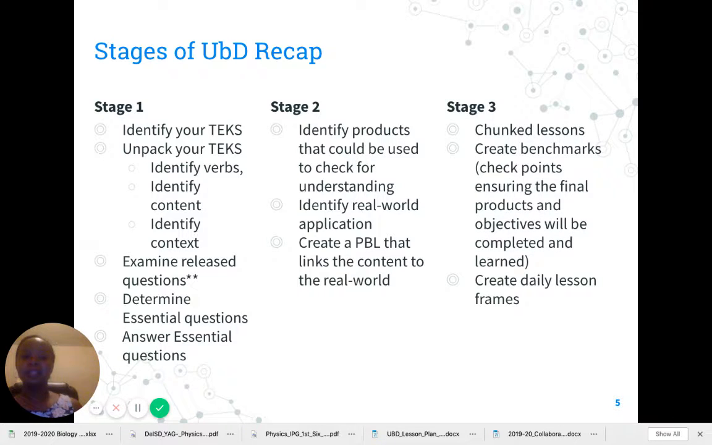And stage 3 is your chunked lessons. So you know the beginning and the ending. Now you have to break things apart and scaffold them so that you can build the students up to being able to accomplish that product at the end. The product is not just a test. At this point, you should be able to answer these questions comprehensively. And then you need to create the daily lesson frames, because these lesson frames are expected to be posted on your board every day. This lets the students know from the get-go we have stuff to do. We come in here and we work, and it lets any visitor coming in know this is a working class.